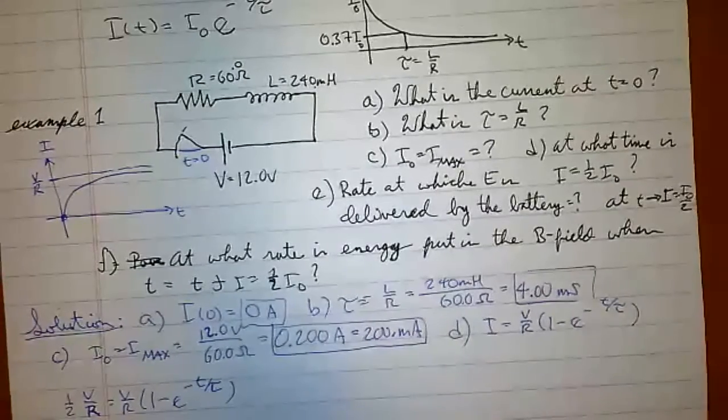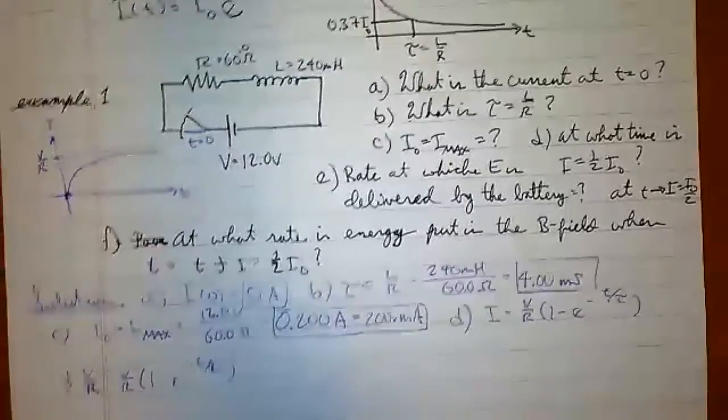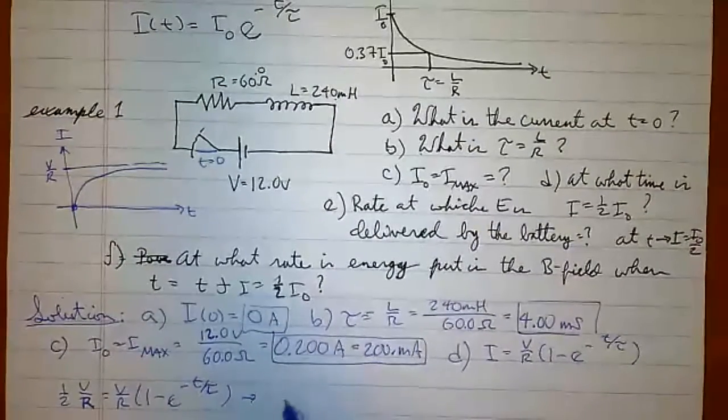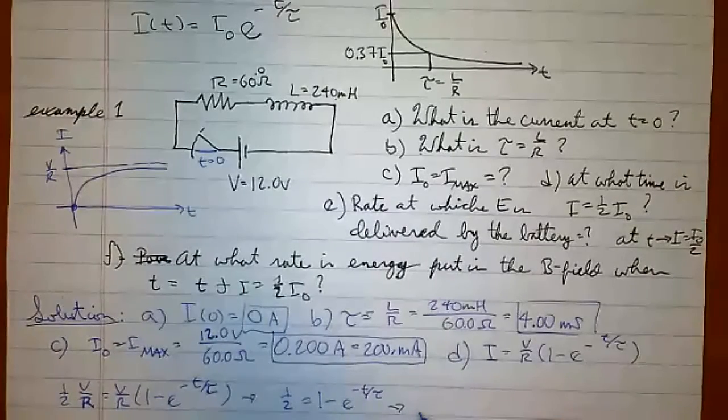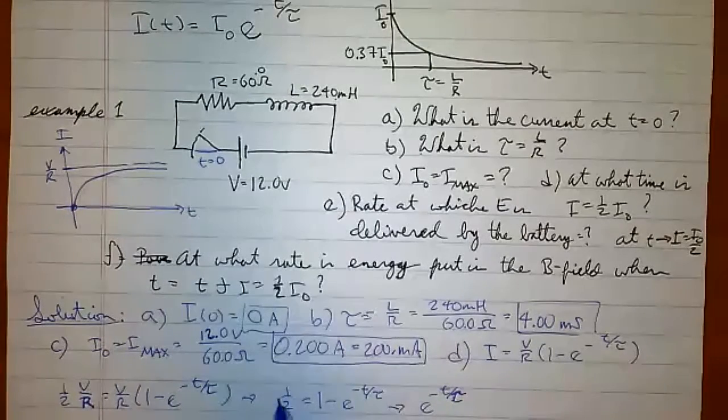You can see now that the V's over R's are going to cancel one another out. And because of that, you're going to get just 1/2 is equal to 1 minus e to the negative t over tau. So if I pull this side, it becomes positive, and then I pull this side, it becomes negative. It'd be e to the negative t over tau equals 1 minus 1/2.